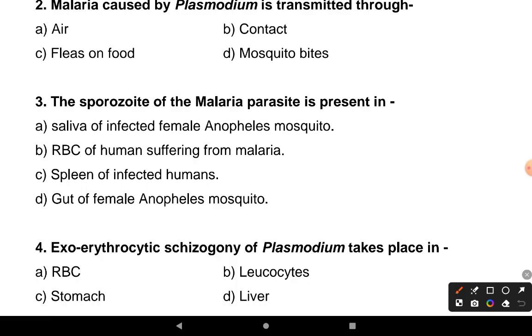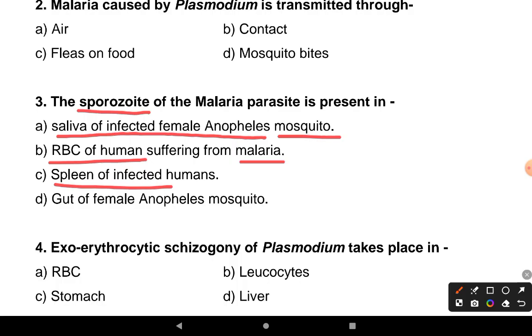Our next question is: the sporozoite of the malaria parasite is present in saliva of infected female Anopheles mosquito, RBC of humans suffering from malaria, spleen of infected humans, gut of female Anopheles mosquito. Our correct answer is option A. Sporozoite of malaria parasite is present in saliva of infected female Anopheles mosquito.